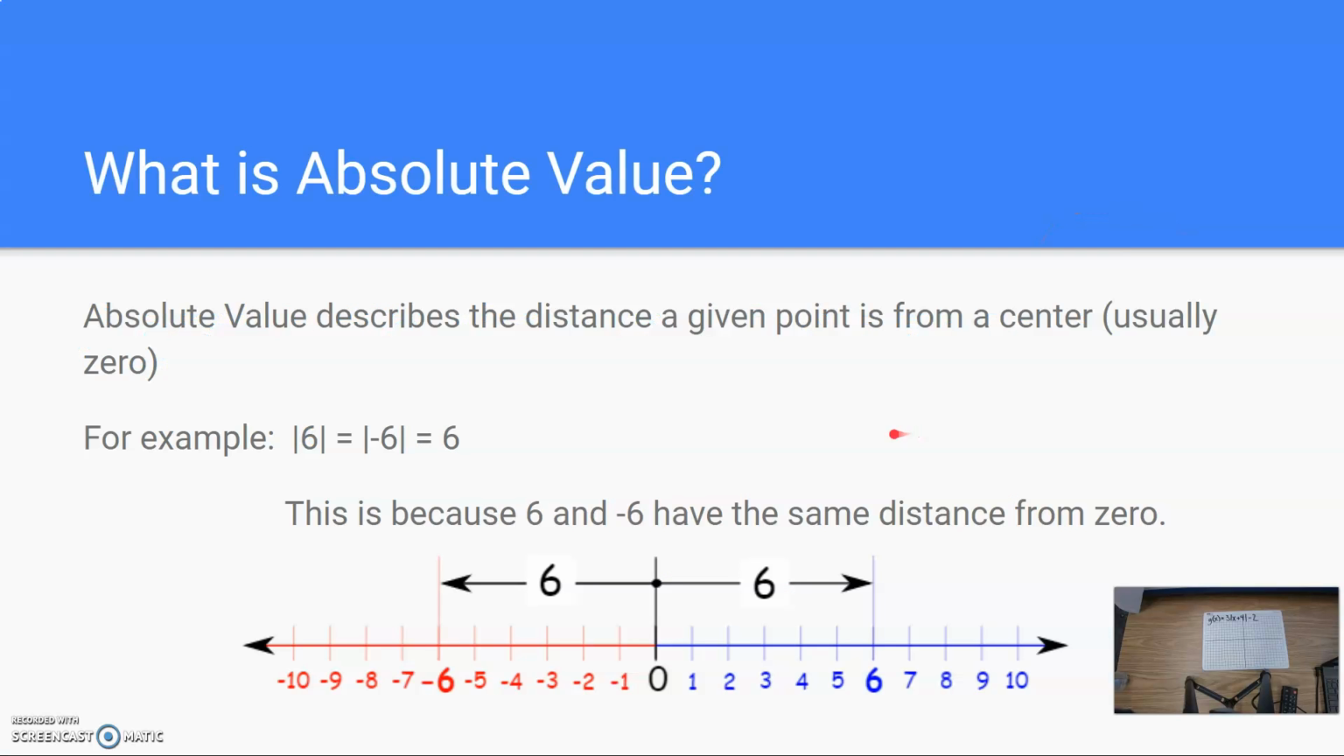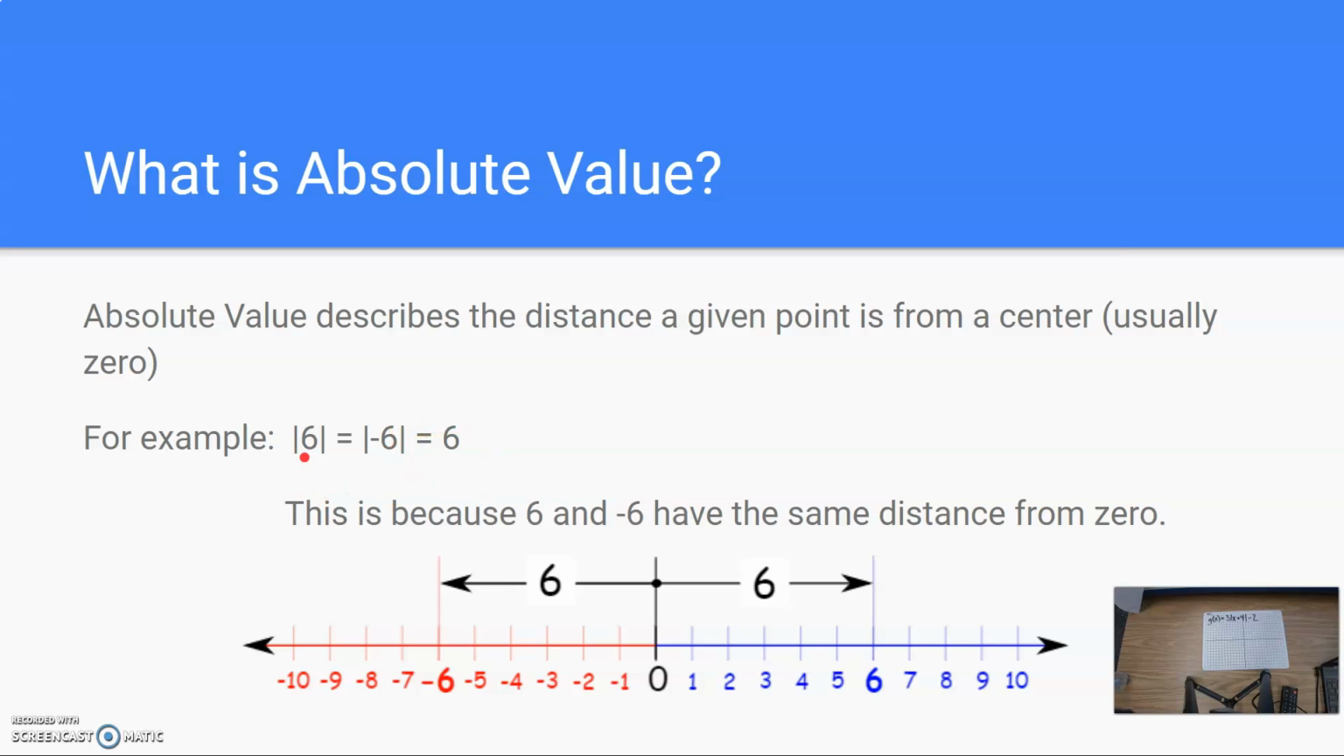Okay. So let's first start with what is absolute value. Absolute value just describes the distance a given point is from a center. Usually we deal with positives and negatives, which just tell you which direction to go on the number line or the axes if you're plotting a point. You can see in my example here the absolute value of 6, these absolute value bars are how we denote absolute value, is equal to the absolute value of -6, which is equal to just 6.